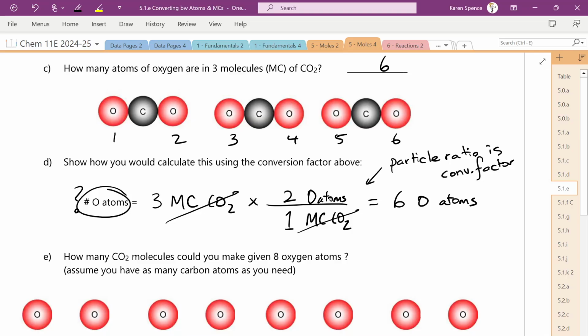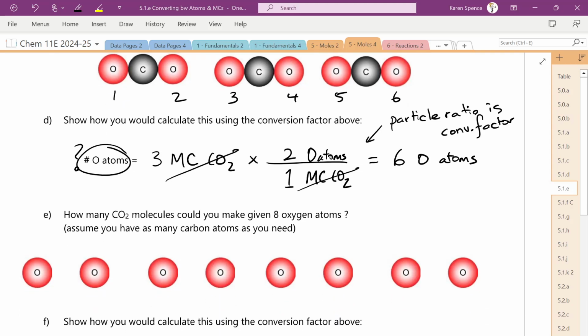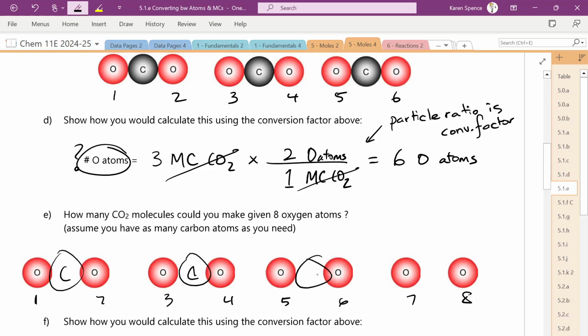All right. How many CO2 molecules could you make given 8 oxygen atoms? Here's our 8 oxygen atoms. 1, 2, 3, 4, 5, 6, 7, 8. How many CO2s could we make? 4 CO2s.